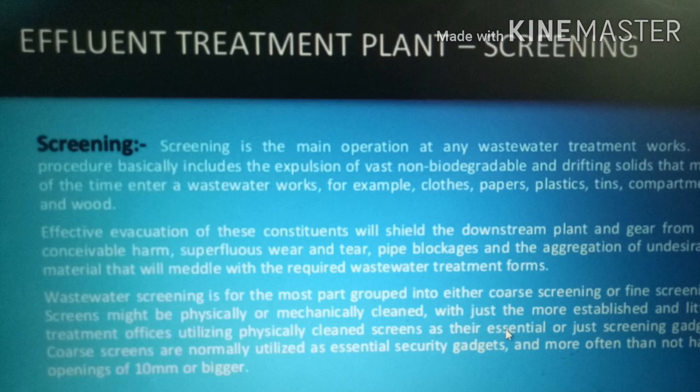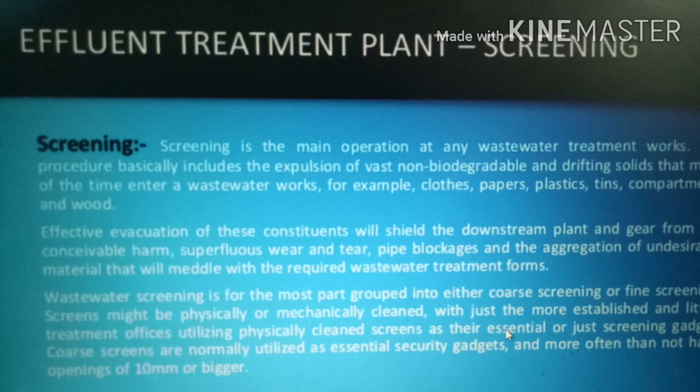Wastewater screening is generally grouped into either coarse screening or fine screening. Screens may be physically or mechanically cleaned, with only older and small treatment facilities using physically cleaned screens as their primary or only screening device. Coarse screenings are normally used as primary protection devices and usually have openings of 10 mm or larger.